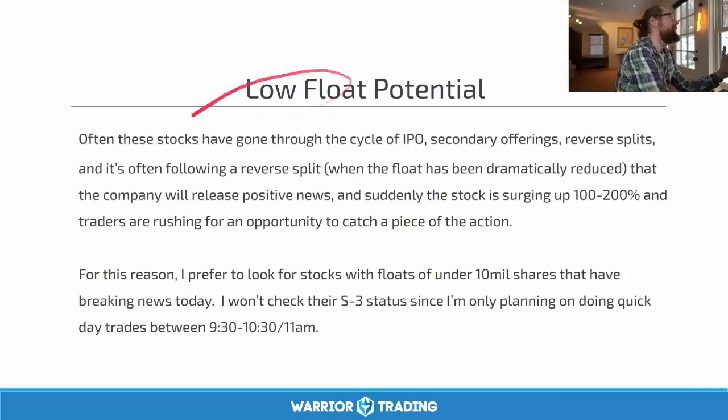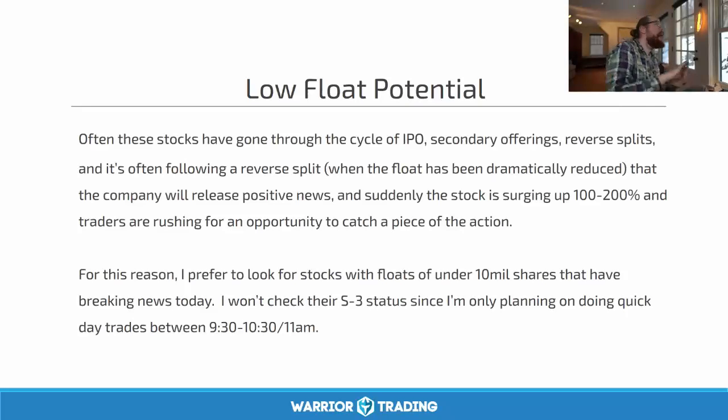So the low float potential. Often these stocks have gone through the cycle of the IPO, the secondary offering, the reverse split, and it's often following a reverse split when the float has been dramatically reduced that the company will release this positive news. And whether that's a strategy on their part, that they know positive news is coming out, so let's do the reverse split so people see that we're a $3 stock, not a 30-cent stock, we'll be therefore more popular among regular traders. The float's lower, therefore that news might have a stronger effect on the stock. We don't know, but in any case, it's a very common pattern.